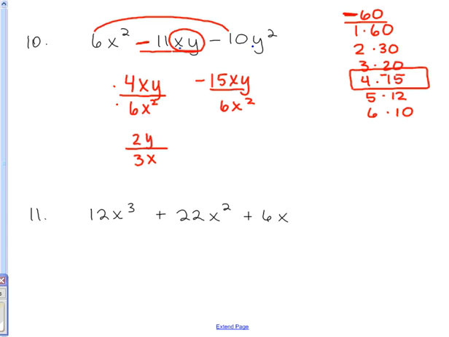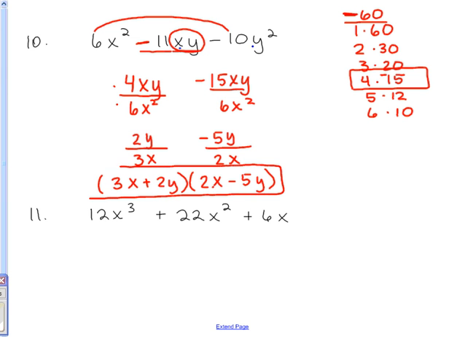Okay, negative 15 over 6. I can divide 3 into both of those, so that would be negative 5 over 2. X over x squared still leaves me with x in the denominator, y still in the numerator. Okay, so bottoms up, to write my answer, I would have 3x plus 2y times 2x minus 5y. It's just that whenever you have two variables in your problem, you should have two variables in each of your two binomials. Okay, the process is still the same.